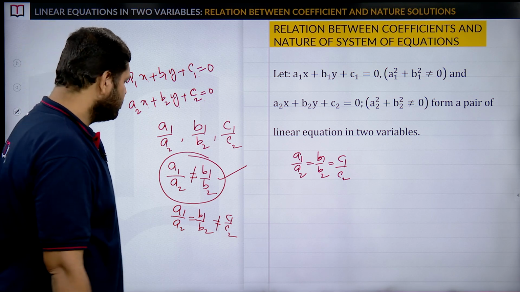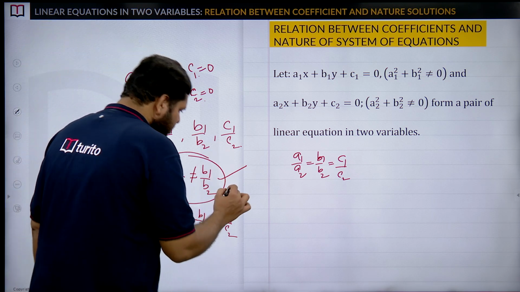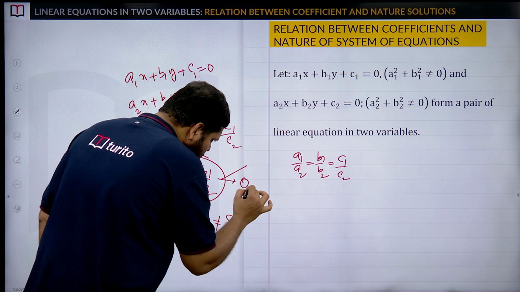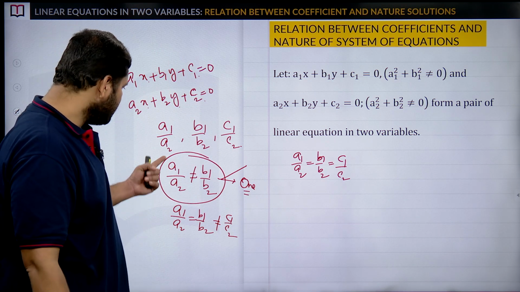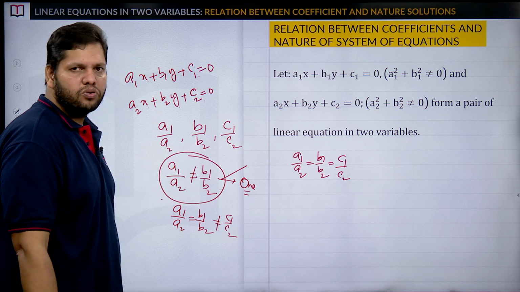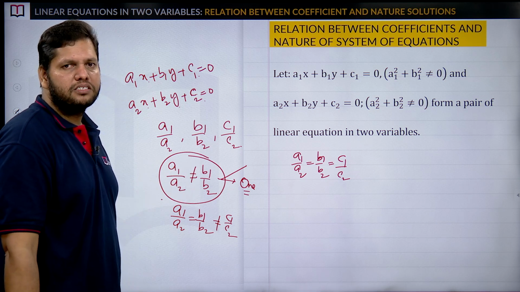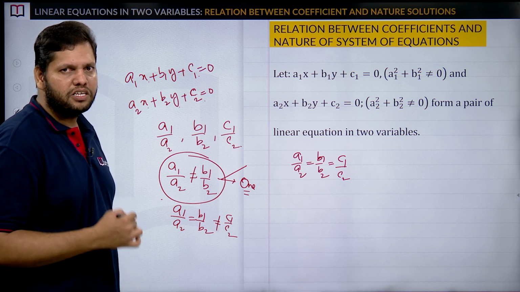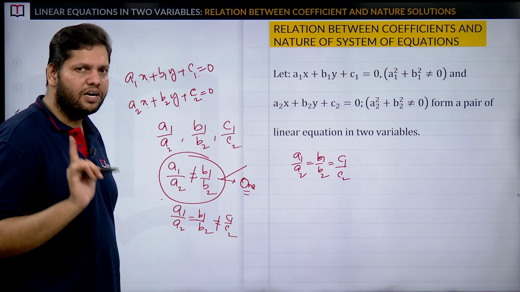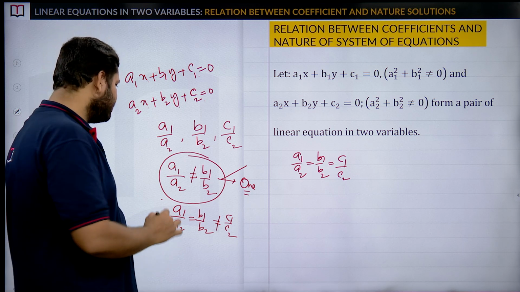So in this situation, like in this ratio, we can say the solutions are what? One solution. Otherwise, we can say consistent. If the ratio of a1 by a2 and the ratio of b1 by b2 is not equal, then you can say the solution system is what? Consistent. Consistent means the number of solutions are what? How many? One is the solution. So we can say consistent.